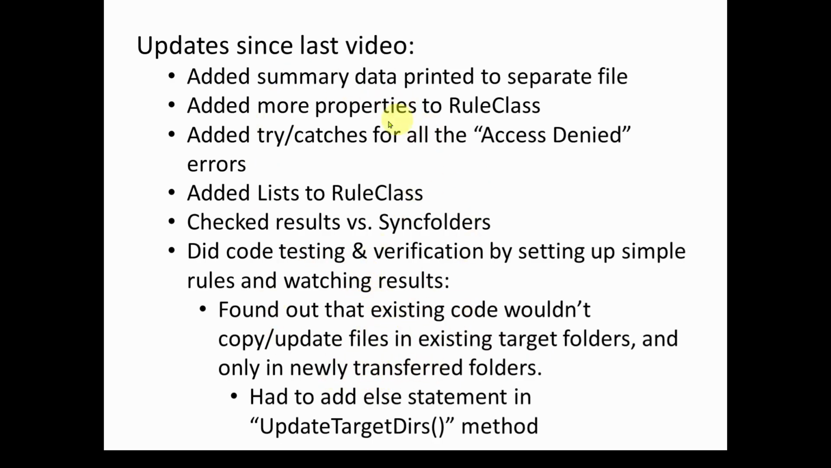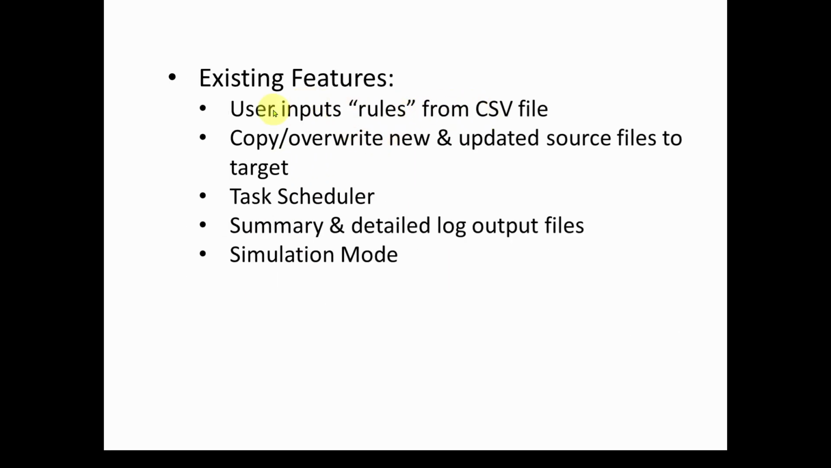So here's some of the things we're going to look at in this video. Now, the existing features that we talked about, we're basically taking a CSV file with some rules. We're copying, overwriting new and updated source files to the target. We're using the task scheduler to do this at specified dates and times. Summary and detailed log output files, and also the simulation mode. So let's take a look at our application and see what we've modified.